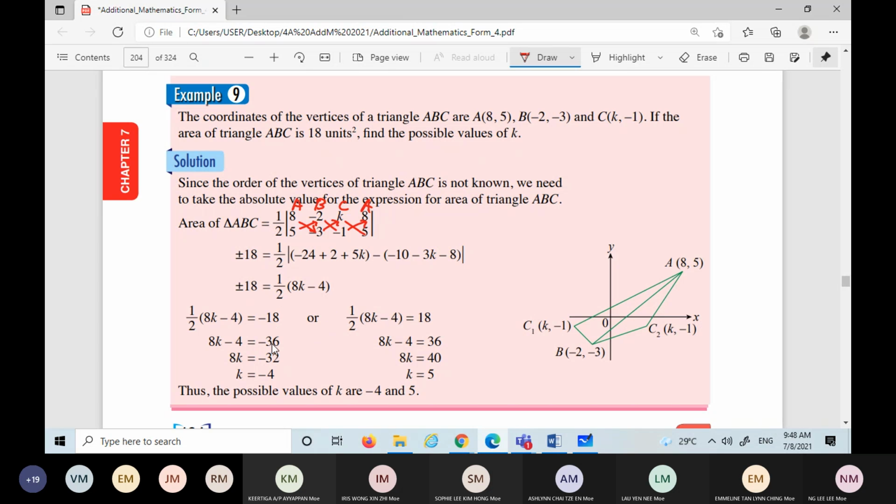So now you will end up with two answers. One answer is K is -4, so it's here. Then the other answer, K is 5, so it's here. This is C2.